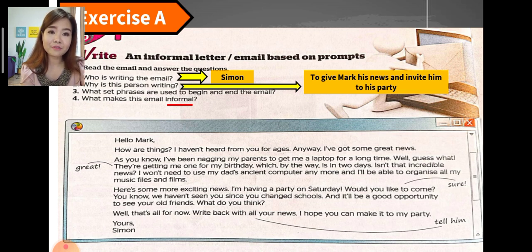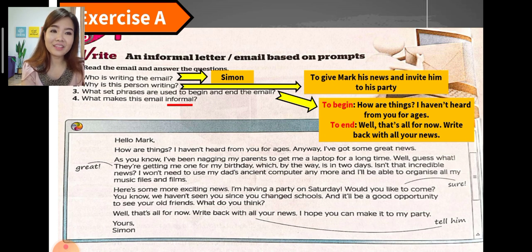3, what set phrases are used to begin and end the email? To begin the email, you will see phrases such as, how are things? I haven't heard from you for ages. Can you give me some more examples of set phrases that people use to begin emails other than the ones you see here on the screen? Yes, the most common phrase would be, how are you, right? And also to end, Simon uses the set phrases, well, that is all for now, write back with all your news.